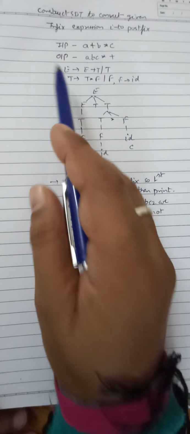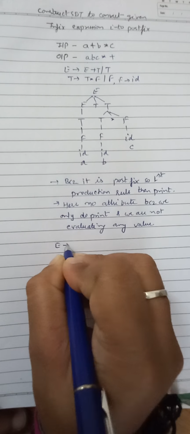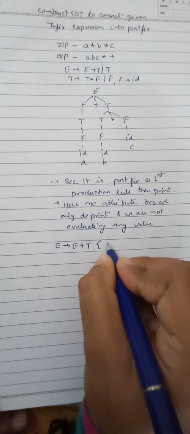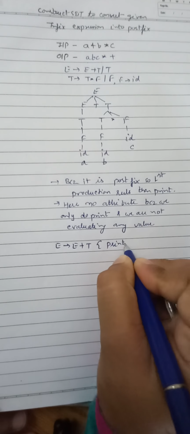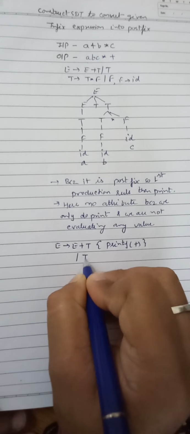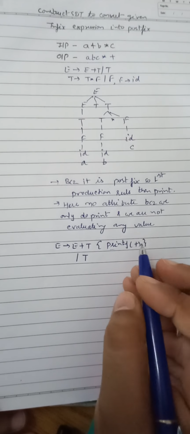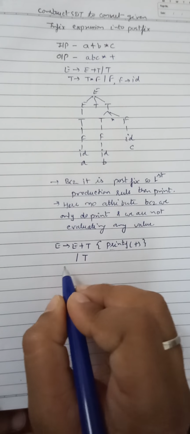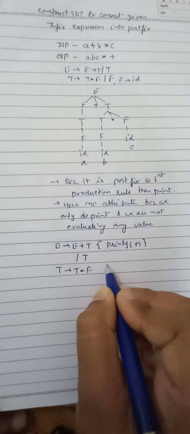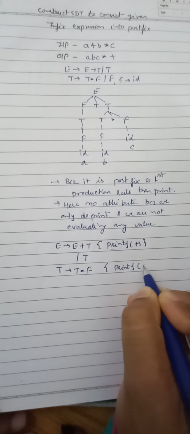Let's see here with the grammar. Grammar is given over here. So we'll write E tends to E plus T. So first what will we write? We'll write print plus oblique T. It will be like this, because what we are doing, we are printing the operator. Now T tends to T star F. So what will we print? We will print star.